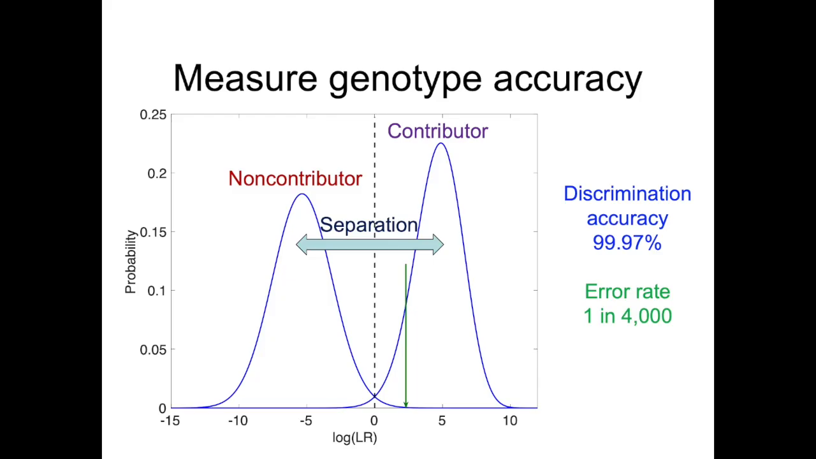Okay, so in this case, for the bank robbery, the discrimination accuracy was 99.97%, which is good for a classifier. AI is typically around 90%.